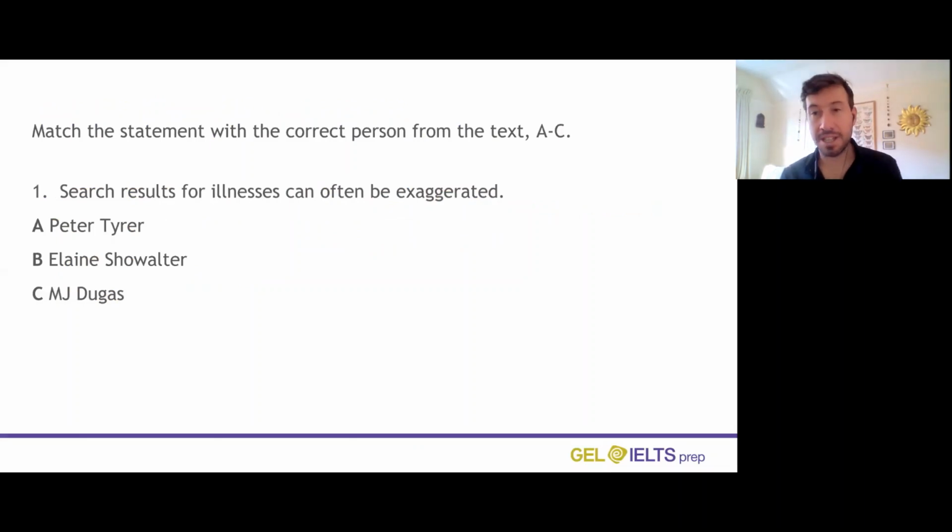So let's have a little bit of practice. Here's an example question. So it says, match the statement with the correct person from the text A to C. So we can see here we've got 3 different people's opinions. And we're trying to find search results for illnesses can often be exaggerated. This is the opinion. So what we need to do first is to highlight the key words again here. So we've got search results, illnesses, often, and exaggerated. They would be the key words here.